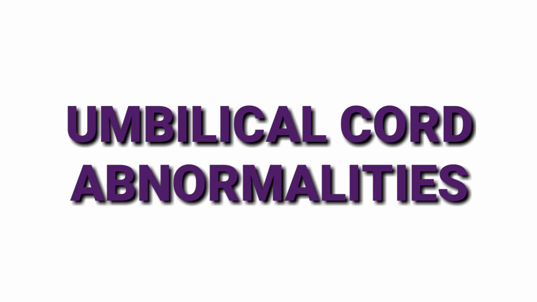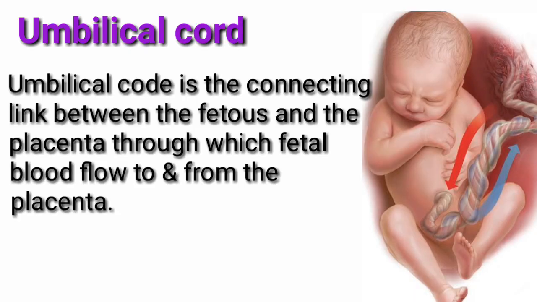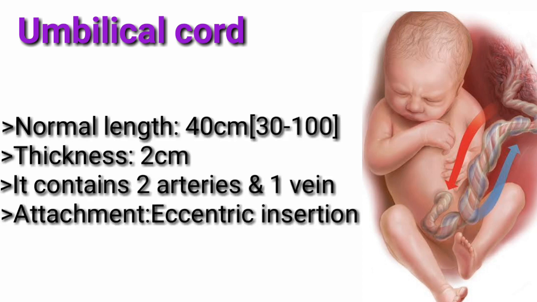Before going to the umbilical cord abnormalities, we can see the normal features of the umbilical cord. The umbilical cord is the connecting link between the fetus and the placenta, through which the fetal blood flows to and from the placenta. Normal length of the umbilical cord is about 40 cm, thickness 2 cm, and it contains 2 arteries and 1 vein. The bulky appearance of the cord is due to the presence of Wharton's jelly. It will prevent pressure on the vessels, and the umbilical cord is attached in the center of the placenta.